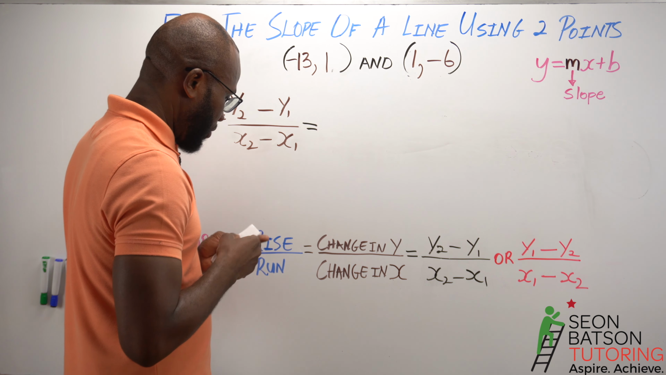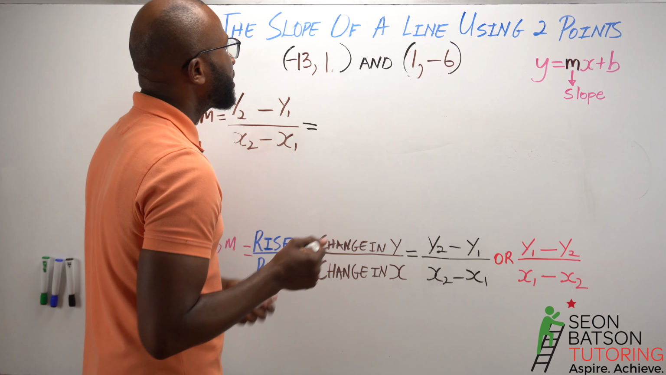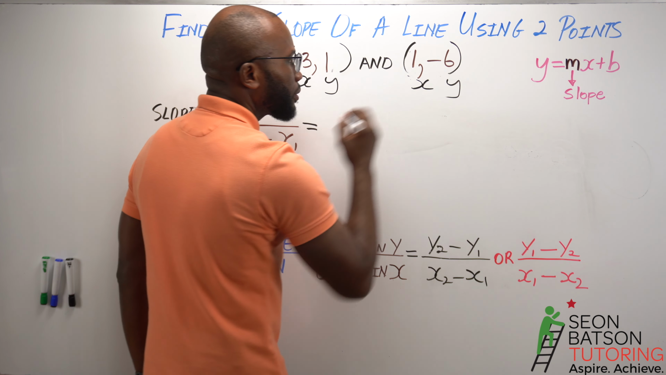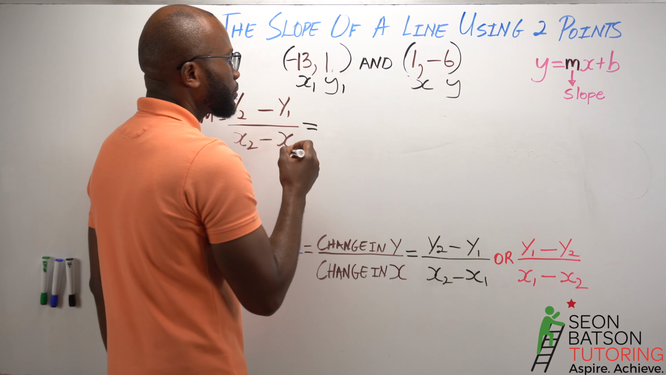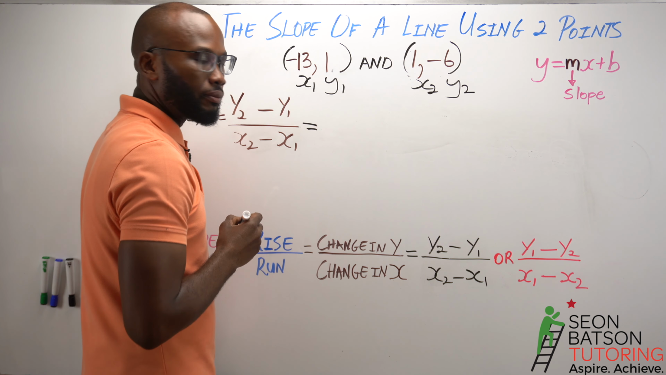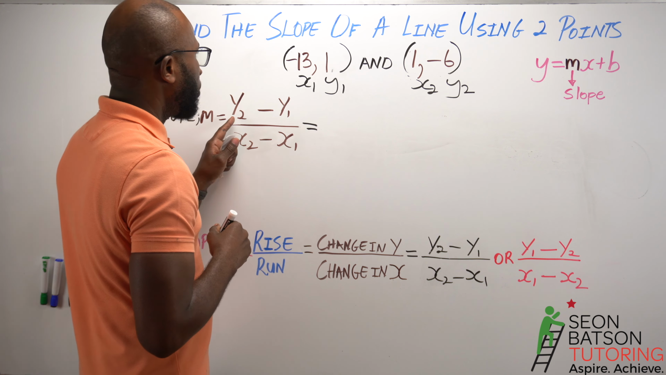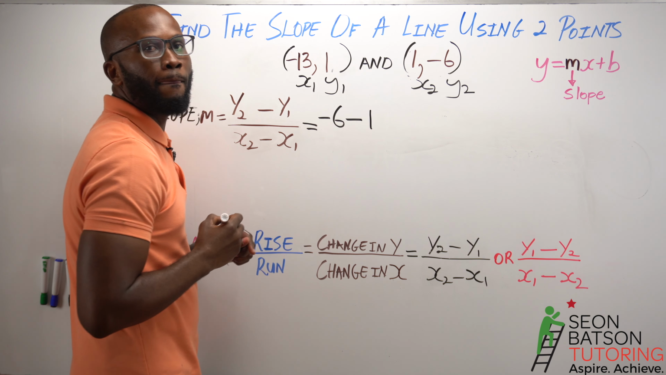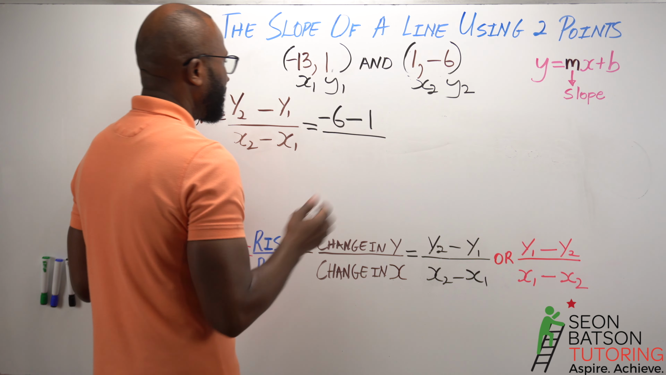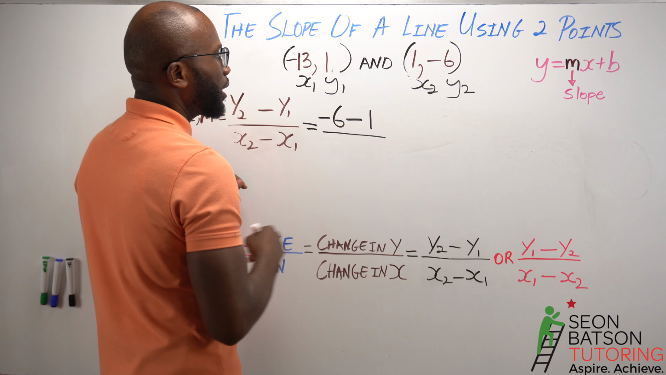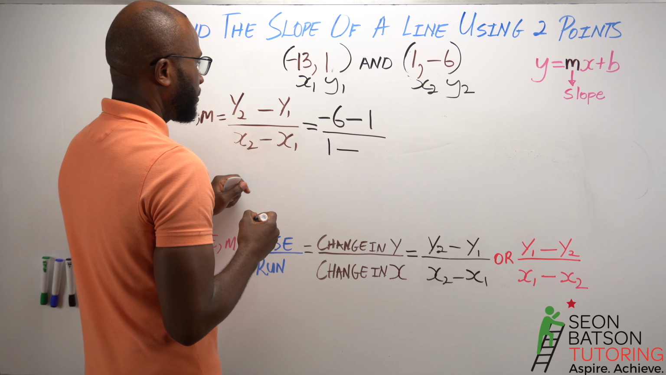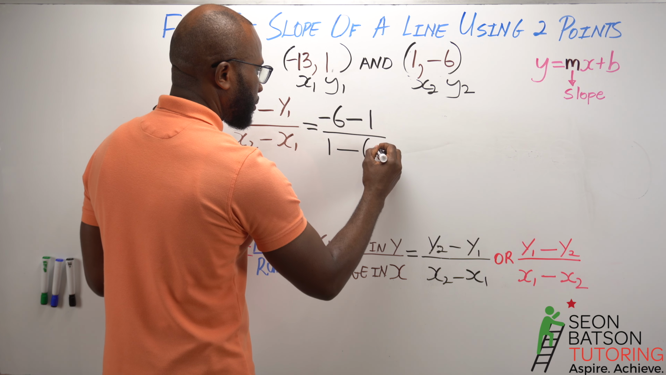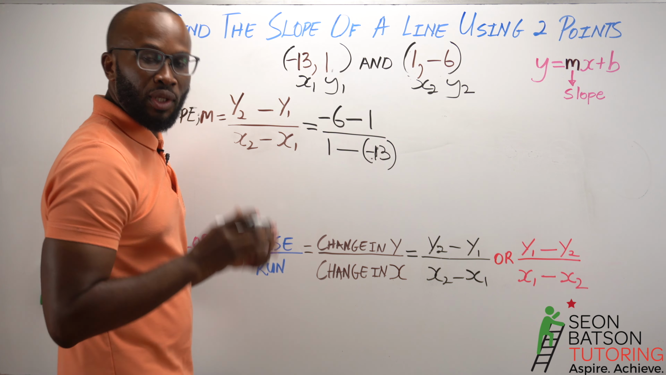The very first thing, again, that we will do is label the coordinates from each point. Remember, each point has 2 coordinates, an x and a y coordinate. Yes? The first point will be our 1s, and the second point will be our 2s. Now, let's put our coordinates into the formula. y2 is -6 minus y1, which is 1. So far, so good? All right. Let's come down to the denominator now. x2 is 1 minus x1, negative 13. So far, so good? All right.